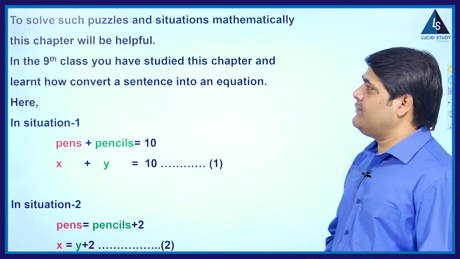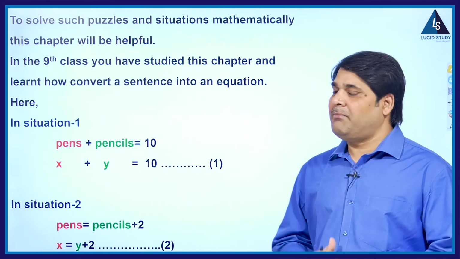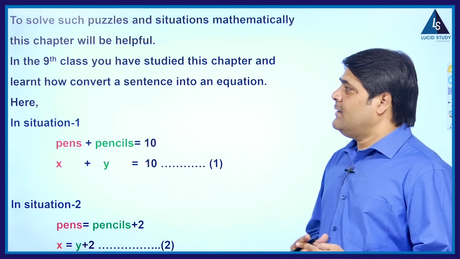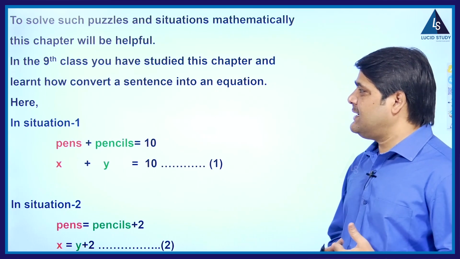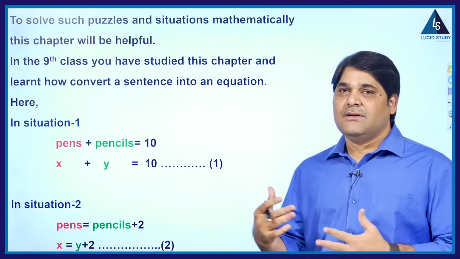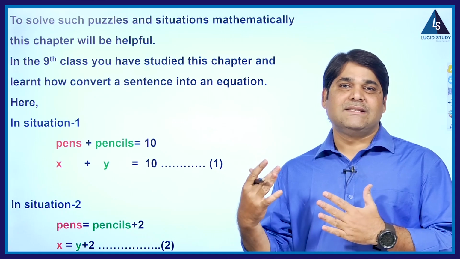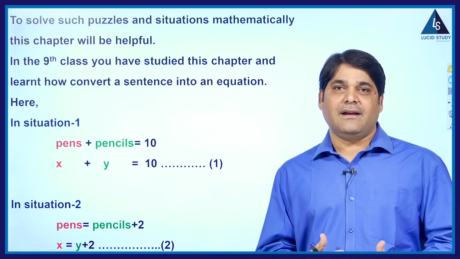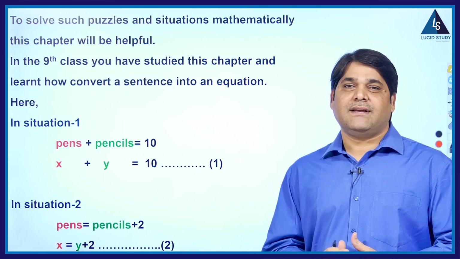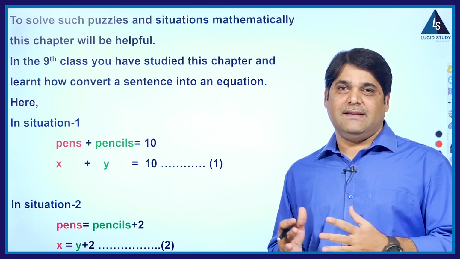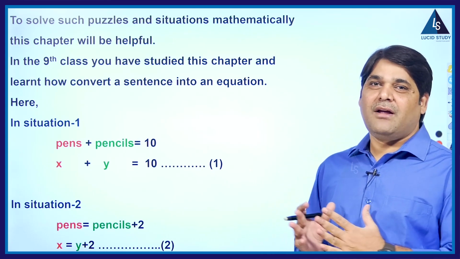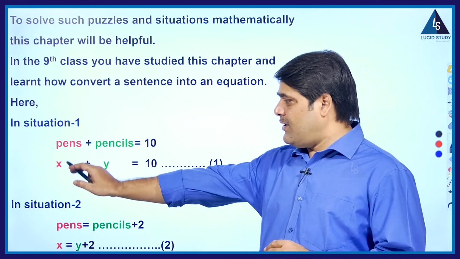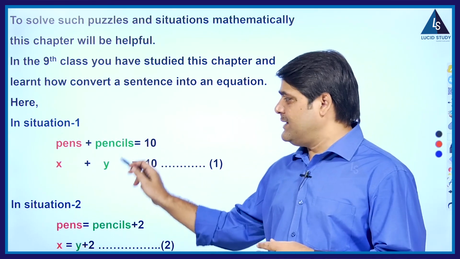Next, to solve such puzzles and situations mathematically we are going to use this chapter. In 9th class we have already studied this kind of situation, how to convert the given situation into a linear equation. Let us recall that. First I told you there are some pens and pencils, together 10. The number of pencils and pens we don't know, so let us assume the number of pens is x and the number of pencils is y.